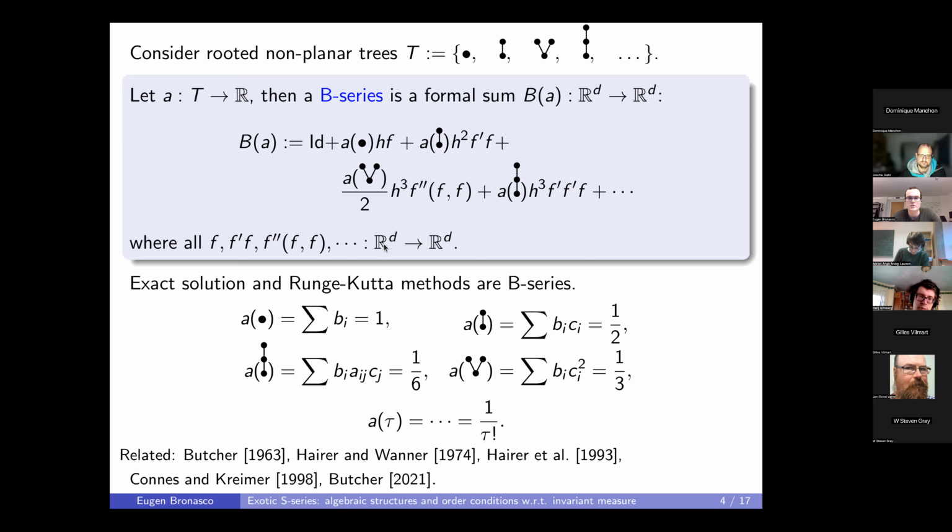So here, for example, we have the functional A, which corresponds to the Runge-Kutta methods, and is defined as this sum over b_i. And we want it to be equal to 1, which is the value of the functional corresponding to the exact solution. And the general formula for the exact solution is given by A(tau), where tau is a tree, equal to 1 over tau factorial, where factorial of a tree is a generalization of factorial of a number.